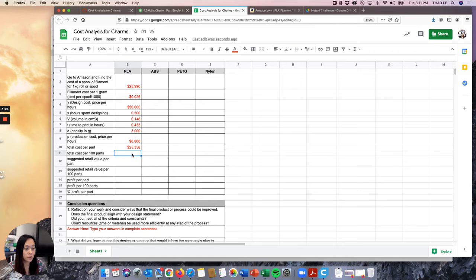So to get the total cost per 100 parts, I'm going to put equals. I'm going to take the cost per part, and I'm going to multiply it by 100. Okay. So 100 parts, it's going to be $2,535. Suggested retail price. So it costs you about $25 with time, labor, parts, and everything. How much do you want to sell it for? So let's say you want to sell it for $35.